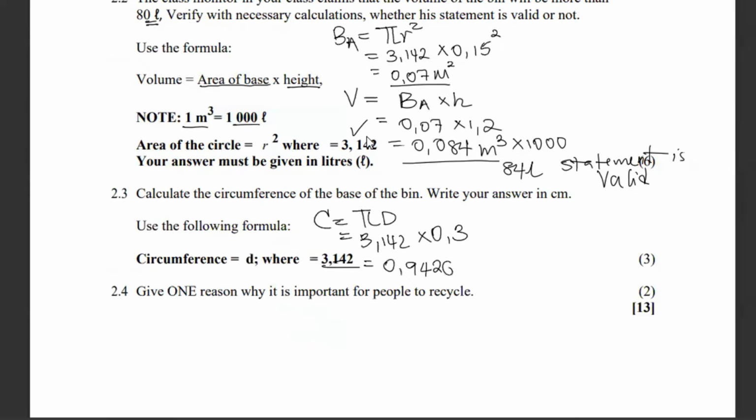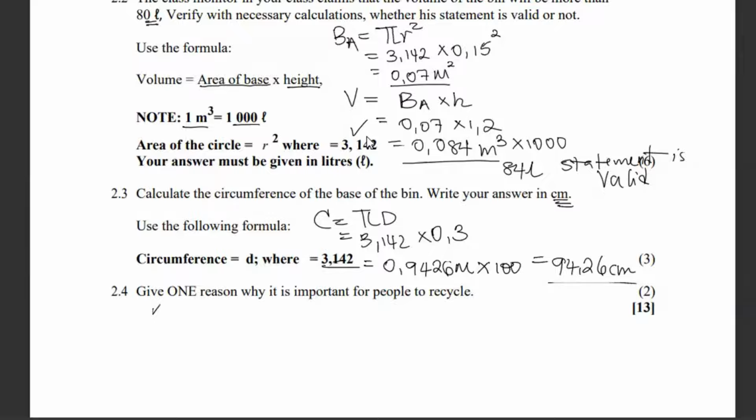0,942. These are meters, but the answer is wanted in centimeters. What do we do? Multiply by 100. You multiply by 100 and you have your answer as 94.26 centimeters. 94.26, approximately a meter.